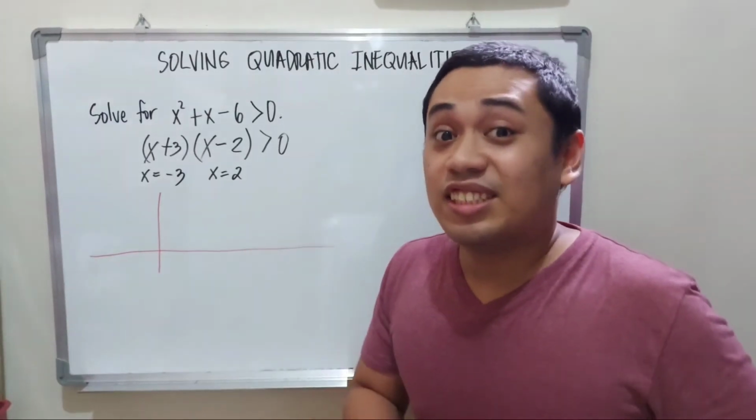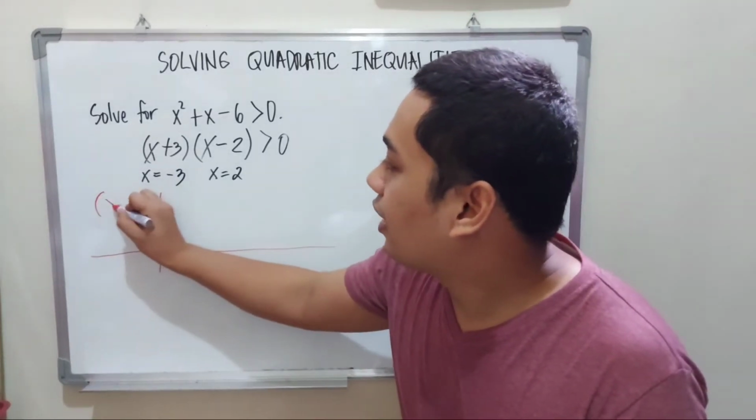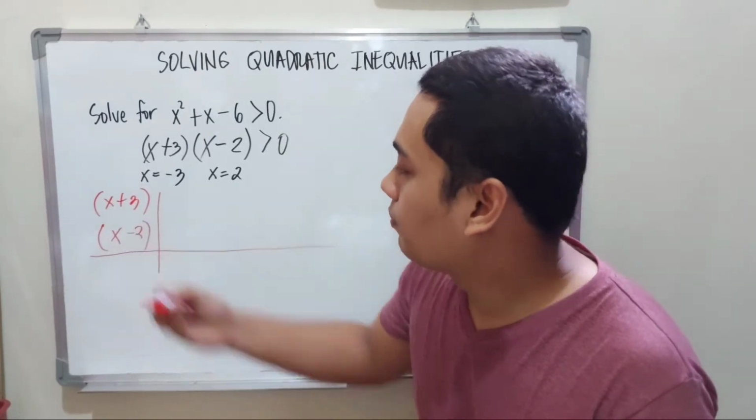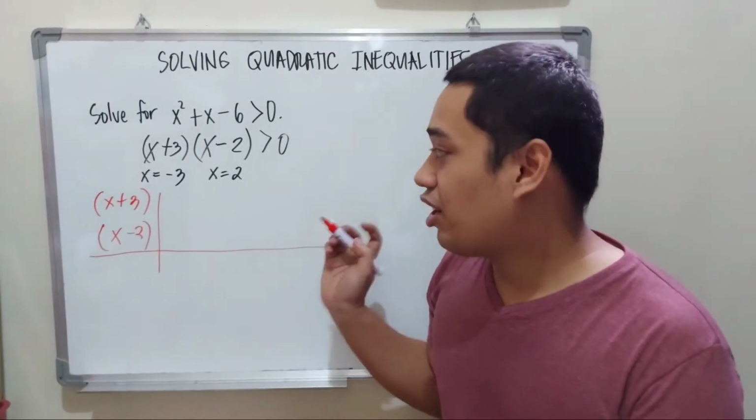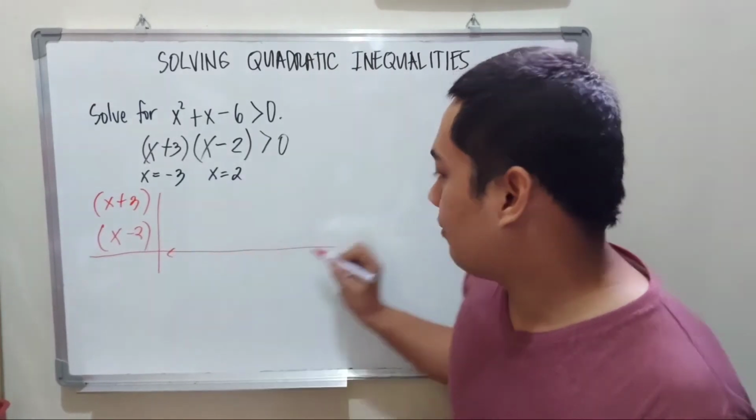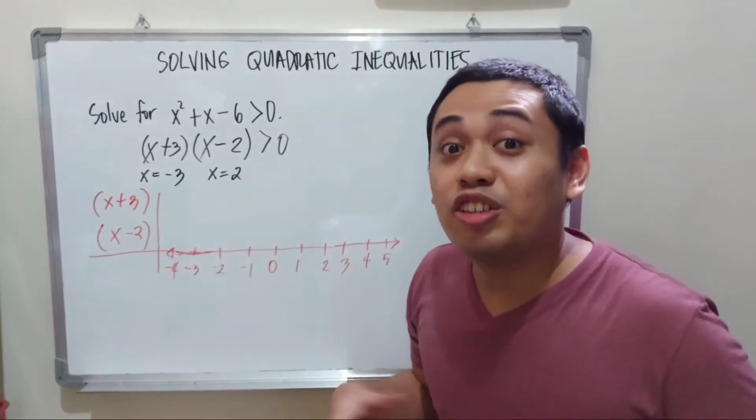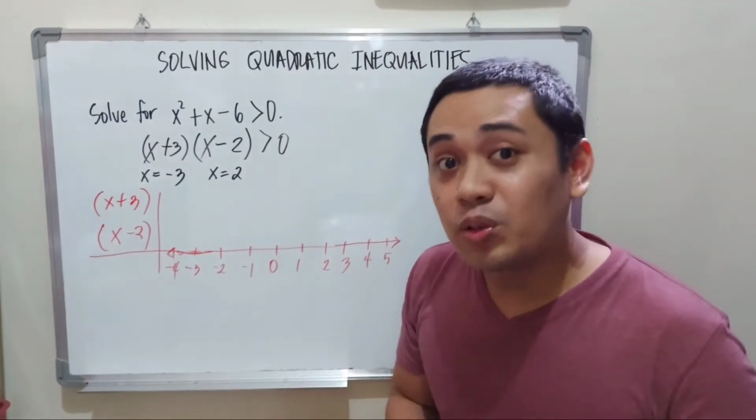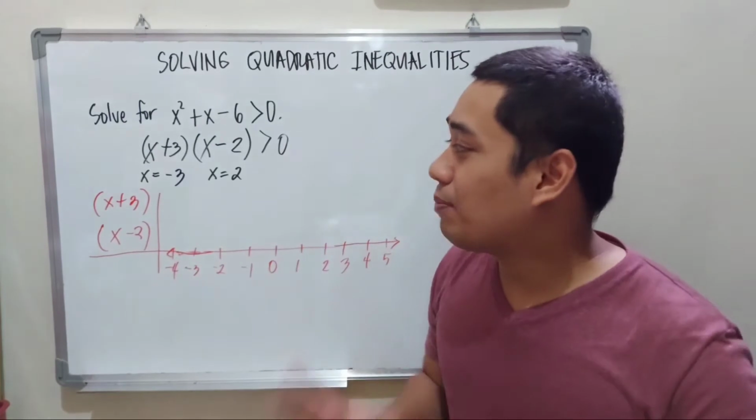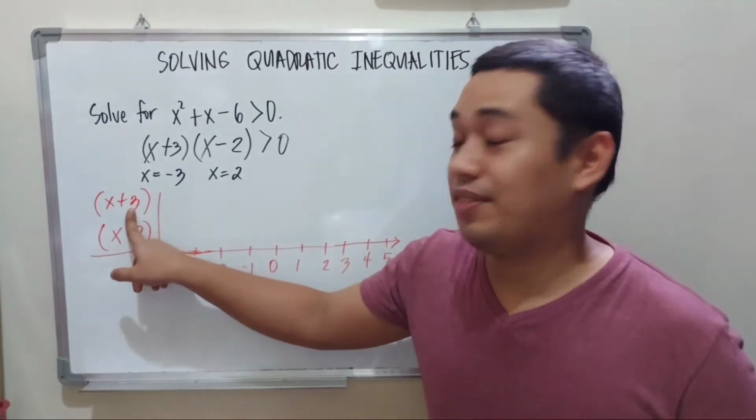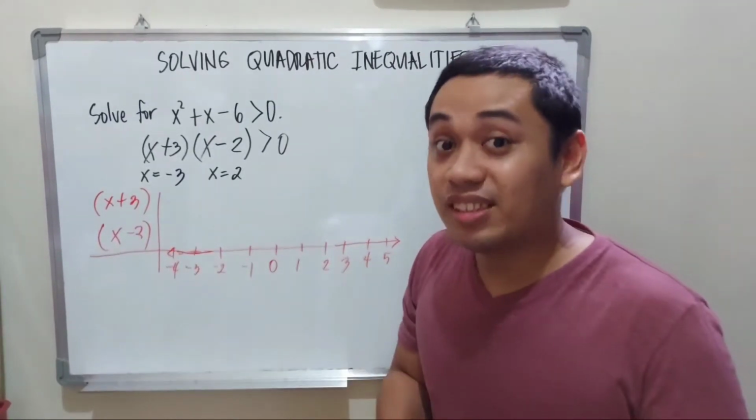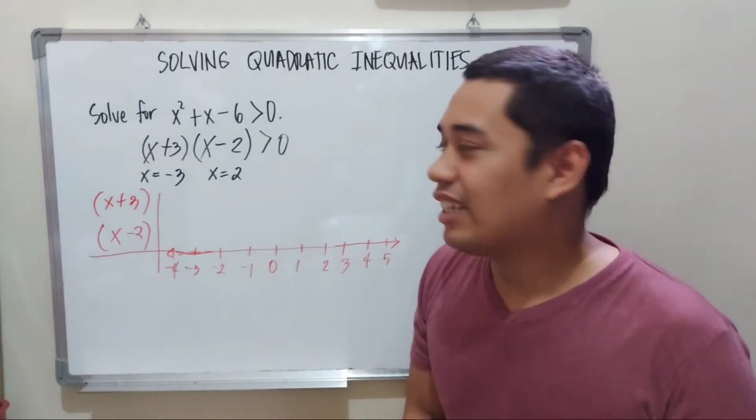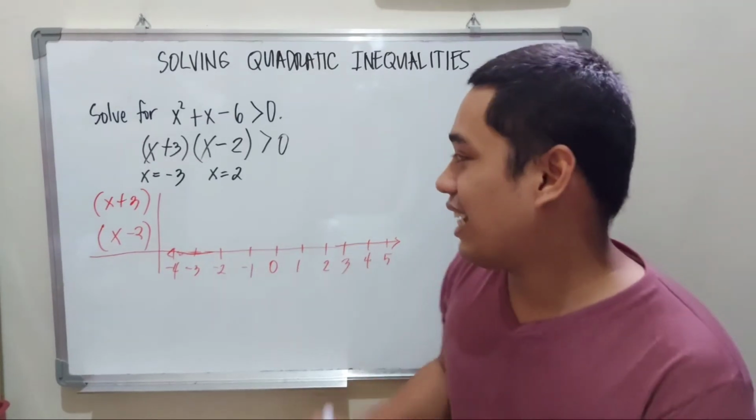Then we try to analyze the factors. We have x plus 3 and x minus 2. Then ililista lang natin yung mga numbers sa ating number line kanina. Ayan, so after natin ma-prepare yung table at yung number line natin, consider ulit natin yung mga zeros ng ating mga factors. Ano ba yung magpapa-0 kay positive 3? At ano ba yung magpapa-0 kay negative 2? 'Di ba? Sa unang set natin, ang magpapa-0 kay plus 3 ay si negative 3.